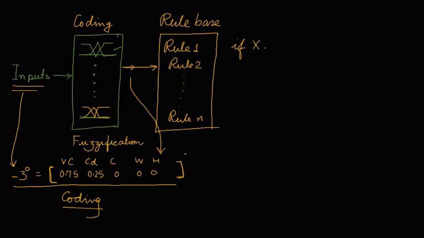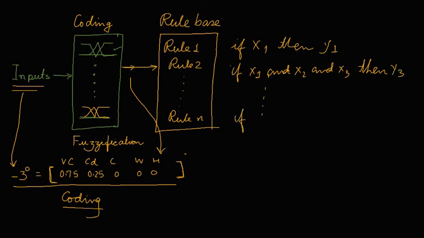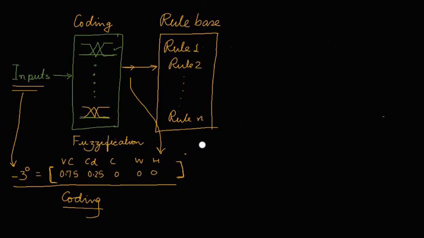Because one rule may say if x1, then y1, and a second rule may say if x1 and x2 and x3, then y3, and so on. So we may have many rules. If x1, x2, x3, x4 and x5, then y6, and so on. This means that we will have a collection of rules to process these vectors which we are getting here, and then we will get our output. This process is called inference.